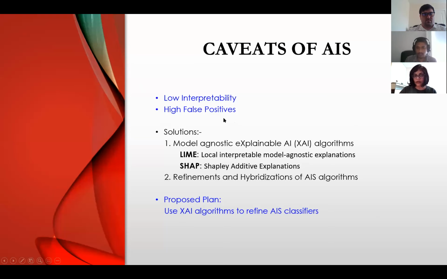So the solutions, which are obvious since morning, are to address the low interpretability. We can use model agnostic explainable AI algorithms like LIME and SHAP to identify the deterministic features and generate explanations, and to reduce the high false positive rates, various AIS algorithms can be hybridized or refined. So what we are proposing is, if we combine the two, we can use explainable AI algorithms to refine the AIS classifiers.